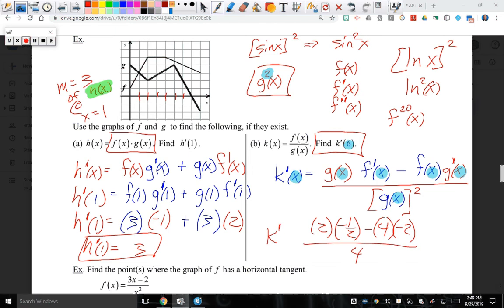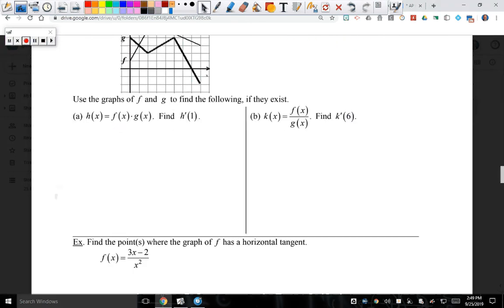So k prime at 6 is all of that. Notice we have a -1, right? -1 plus 8. So what's my final answer? 7/4. K prime at 6 is 7/4. Otherwise, m equals 7/4 of k of x at x is equal to 6. Cool? All right. So now, let's look at this one.